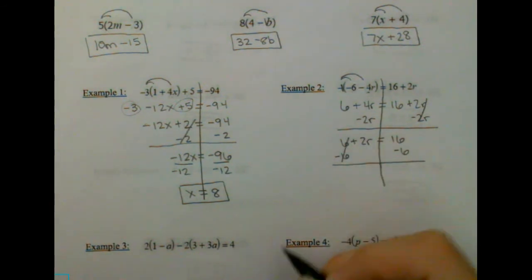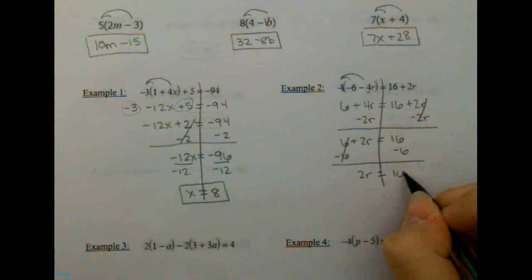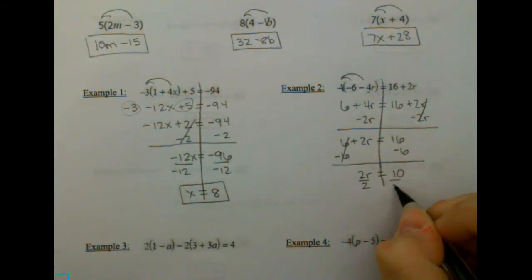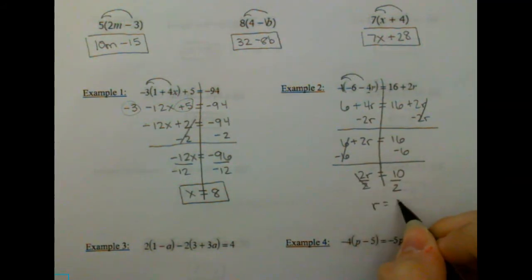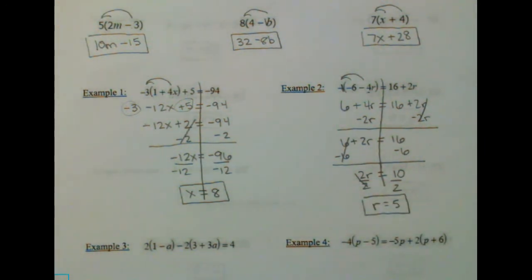The 6's cancel out, and I get 2r equals 10. And the last step is to divide that 2 away, and r is going to equal 5. Okay. I've got 2 more examples here with the distributive property.